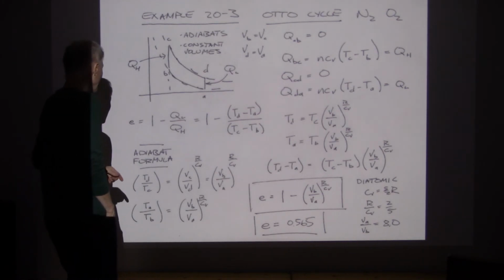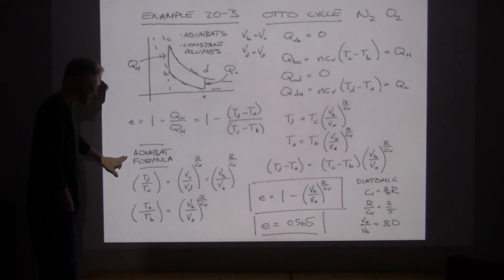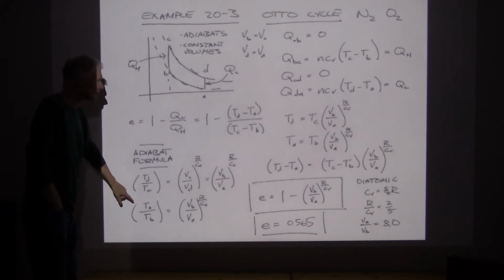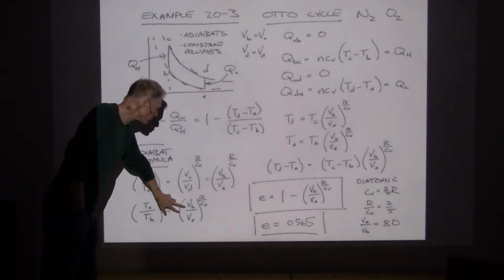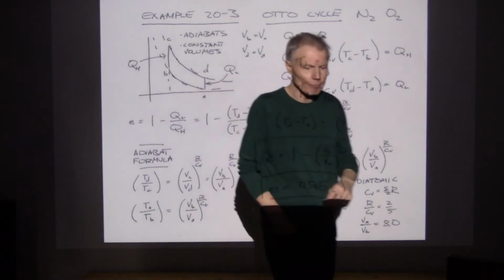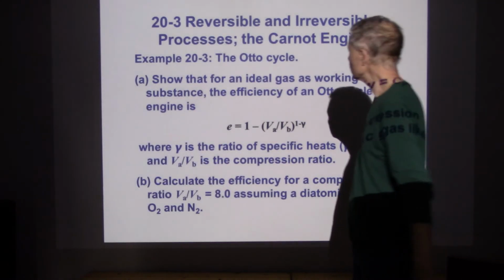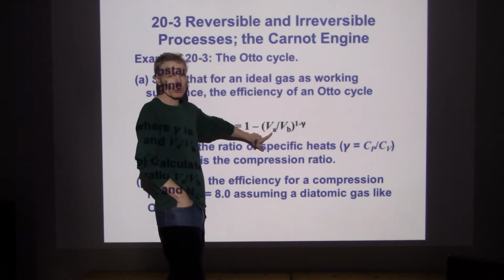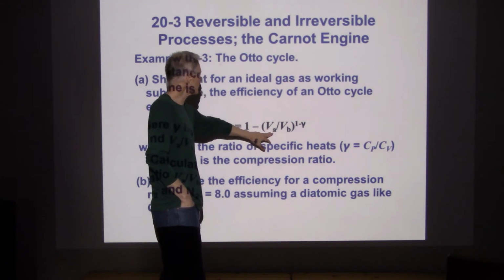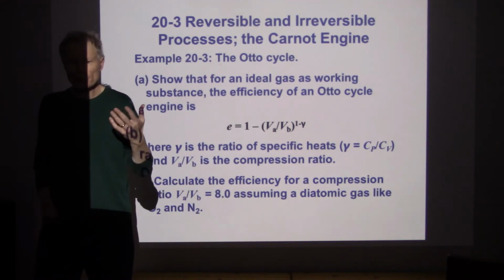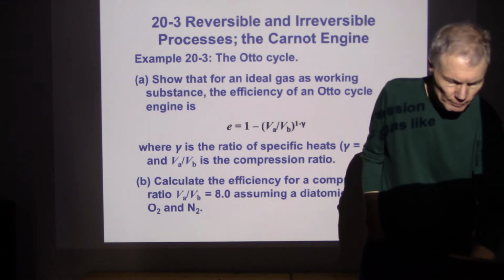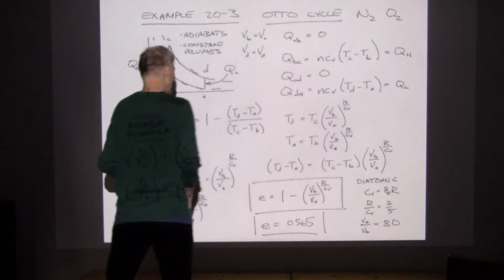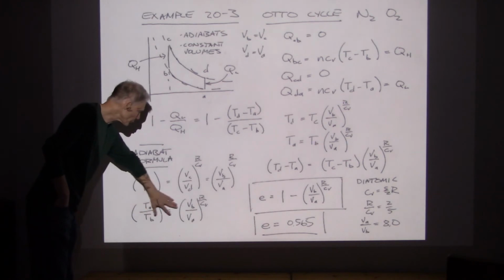Now I can use the adiabat formulas again. So here's my adiabat formula. I'm going to take these temperature ratios and rewrite them in terms of volumes. Now why am I doing that? Because that's what they wanted me to do. They wanted to get an answer not in terms of temperatures, but in terms of compression ratio. They wanted it in terms of volumes. So that's what I'm doing. I'm trying to get these temperatures converted over into volumes.